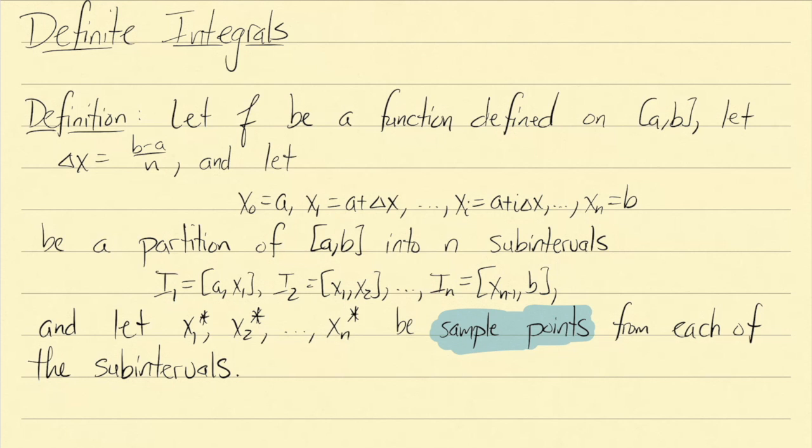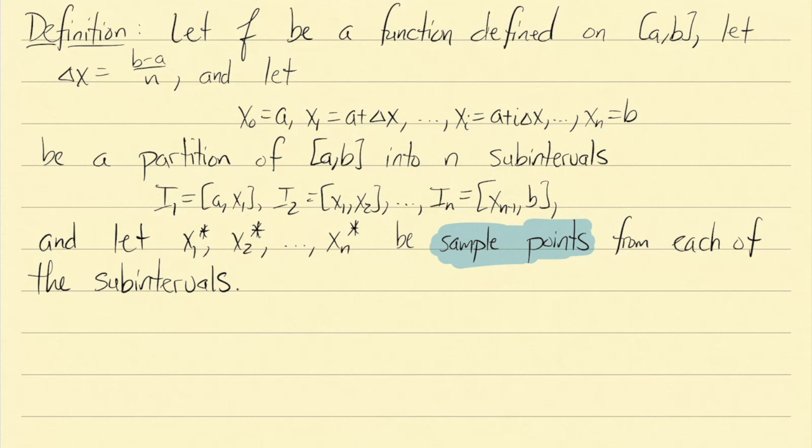These points in pairs define subintervals. The first subinterval is I1, which goes from a to x1. I2, the second subinterval, goes from x1 to x2, and all the way down to the final nth subinterval, which goes from xn minus 1 to b.